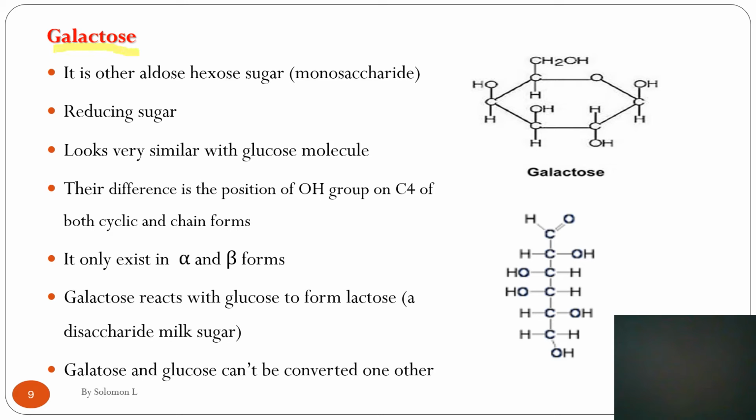Here, galactose is the second monosaccharide. It is an aldose sugar, and it is also a hexose sugar. It is a monosaccharide. It is an aldose sugar because the carbon of the carbonyl group is found as carbon number 1. It is a hexose sugar because it contains 6 carbon atoms. It is a monosaccharide because it contains 1 sugar unit. It is a reducing sugar like glucose because it has the ability to reduce cupric ion to cuprous ion. Galactose and glucose have similar molecular structures, but they have a main difference. But this difference will be shown on the next slide.